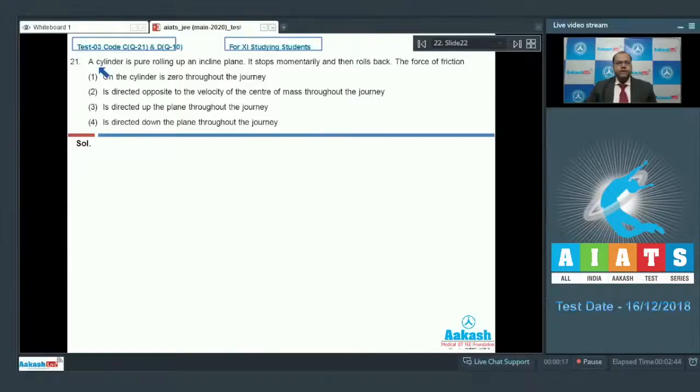In question number 21, a cylinder is pure rolling up an inclined plane. It stops momentarily and then rolls back. The force of friction is... now we have to check the validity of these statements. So if I analyze the situation, suppose this is an inclined plane and it makes an angle theta with the horizontal.